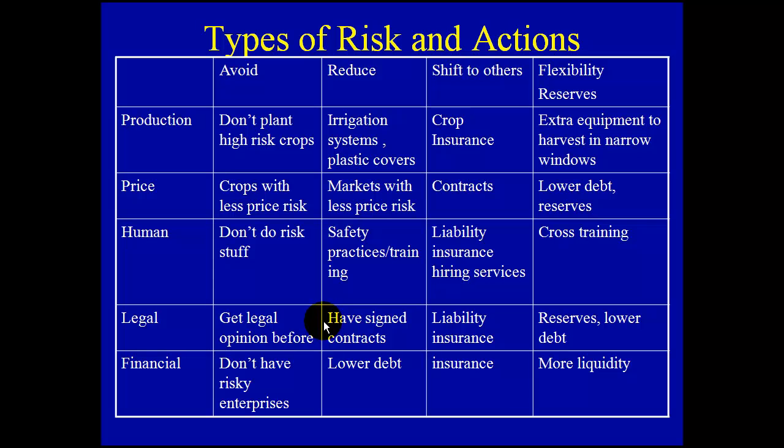Reduce: have signed contracts so that you have something to prove if something happens. Liability insurance. Reserves, lower debt loads. Financial: avoid, don't have risky enterprises. Reduce, lower your debt load so that you have fewer loan payments that you need to make. Shift to others, again, that insurance. And then your flexibility, more liquidity. If you have more liquidity, you have more ability to cope with those downturns in the market.